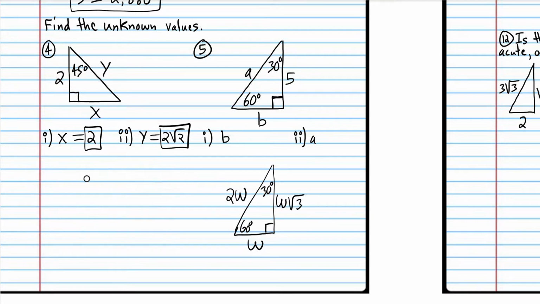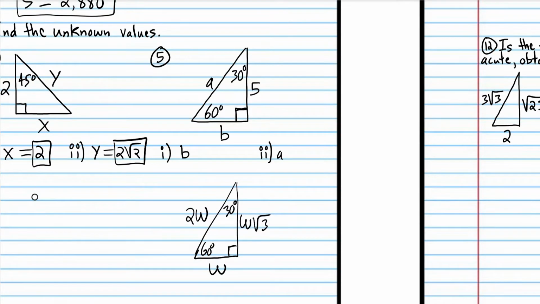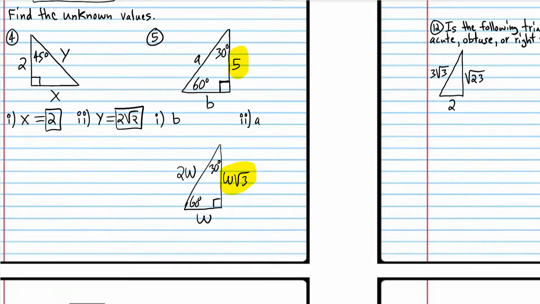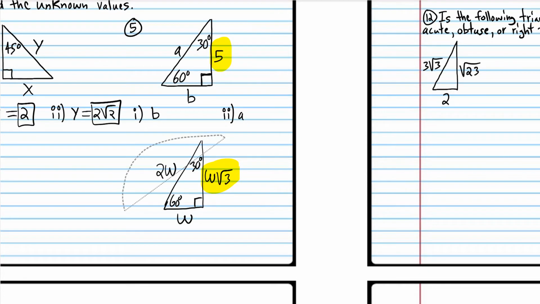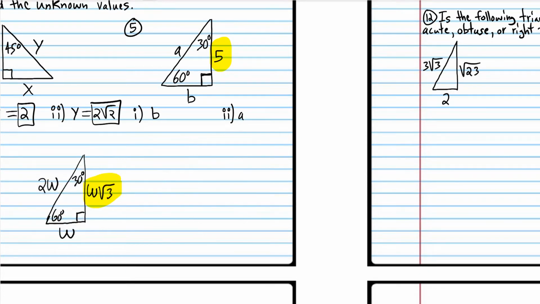So we see that the side opposite 60 is 5, and that's the information that is given. So what we do is we have to find W, because once we find W, then we can plug it into all these other sides and find A and B. That's what we're looking for, A and B. So what we do is we take the yellow part of the problem, and we set 5 equal to W root 3. We're going to find W.